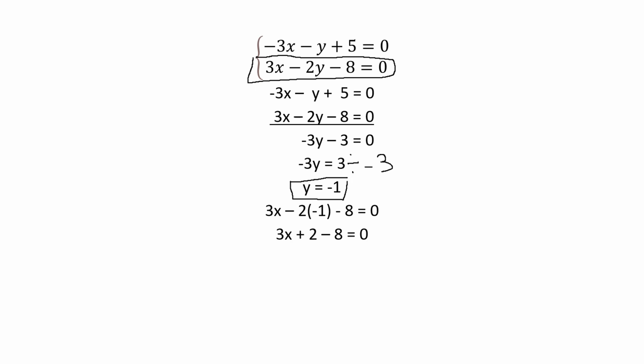2 minus 8 is -6. Move the -6 over, so it's going to become plus. Move the 3 over, because I'm multiplying on the left, it's division on the right. 6 divided by 3 is 2. And remember, we're looking for the point that these lines intersect, so I need to write it in x, y form.